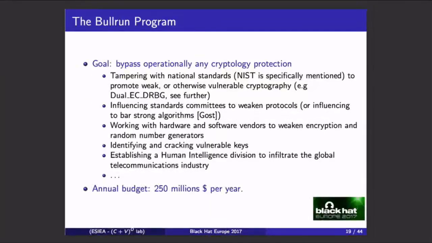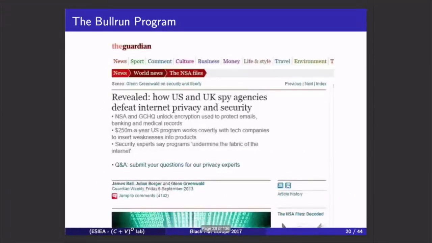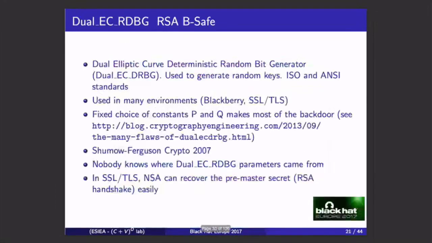So more recently, closer to us, the Bullrun Program. I will let you read, but in fact, it was $250 million in order to interfere in a standardization process, to tamper with national standards, and so on. Or to prevent, for example, strong algorithms from being chosen by ISO more recently. So in fact, this big plan has been revealed by Snowden. So you have here one news item mentioning this case.